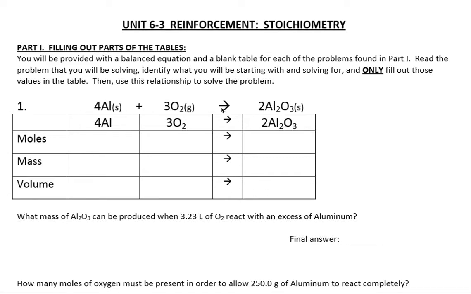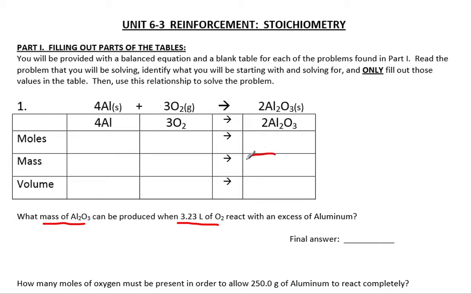All right, so we have a balanced equation and we have a table. You're not always going to get a table or need a table, because hopefully by now you realize that if you read the problem you have to solve, you really only need a couple numbers derived from this balanced equation. So if we read this first problem, it says what mass of Al2O3?